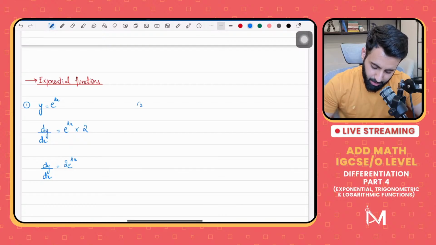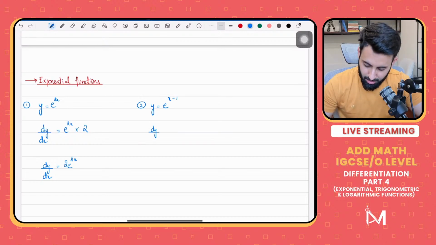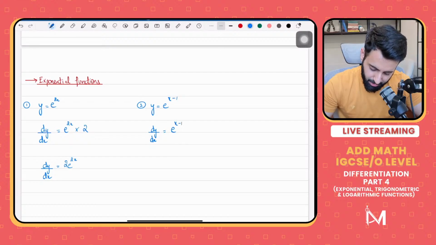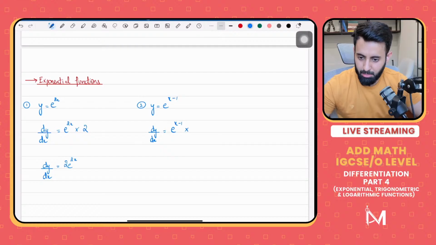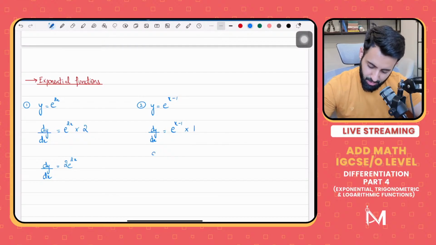Let's do another example. Let's say you have y is equals to e raised to the power x minus 1. And once again, you're asked to differentiate this. So dy by dx would be equal to, first thing you do is you write the exponential function as it is, and then you multiply it by the differential of the power. So what do you get when you multiply it by differential of x minus 1? You simply get 1. So that means the final answer will simply be dy by dx equals to e raised to the power x minus 1. That's it. Okay.